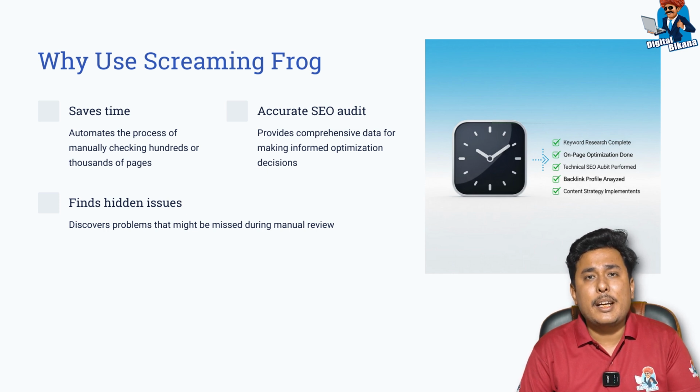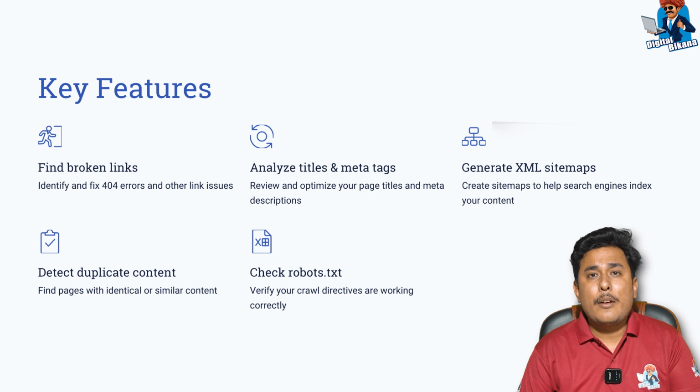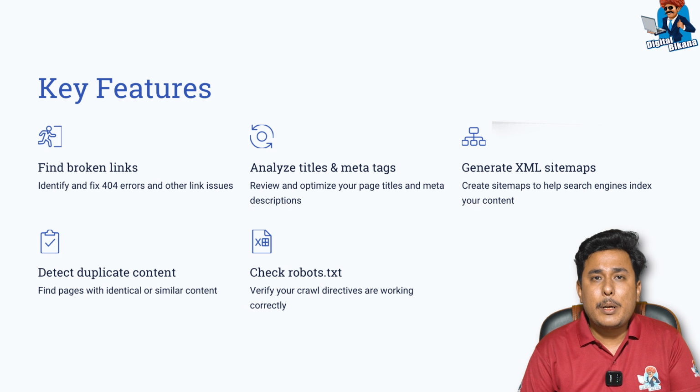Instead of manually checking every page, the tool scans hundreds or thousands of pages in minutes and highlights technical SEO issues. Some of the key features include finding broken links, analyzing page titles and meta descriptions, generating XML sitemaps, checking for duplicate content, and reviewing robots.txt and directives.